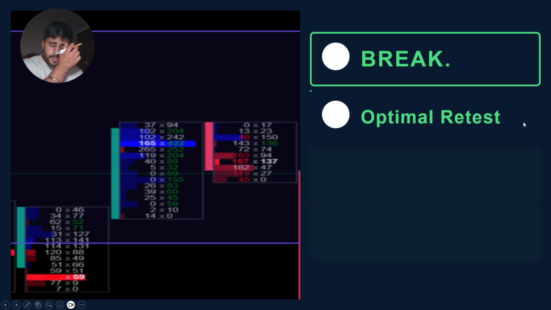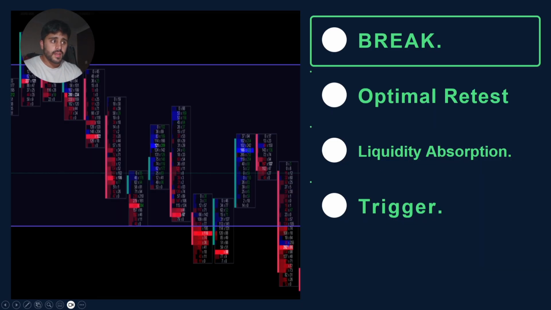Awesome. Next is the optimal retest. I want to see price coming back into the zone. We had lots of buyers. And this is what the chart actually looked like, right? We had a break.